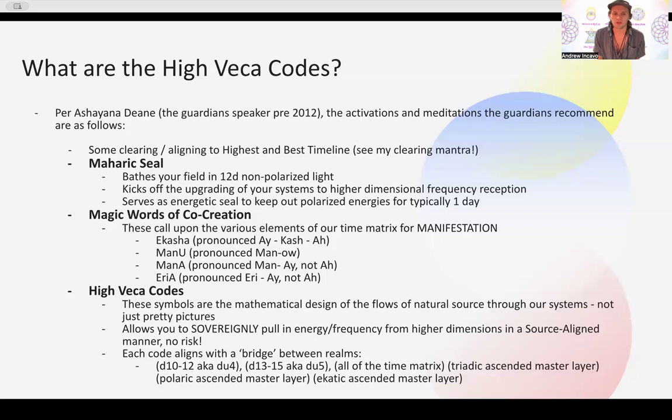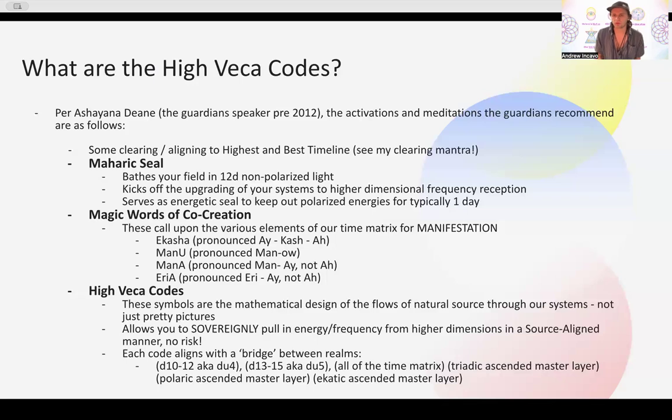Let's just say that. The Maharic seal kicks off the upgrading of your systems to higher dimensional frequency reception and serves as an energetic seal to keep out polarized energies for typically about a day. Maybe it can last for a few hours if you do it poorly. Maybe it can last for a few days if you do it really well. I do this every day, and it's a great one-stop shop to clearing your field. We also are going to cover the magic words of co-creation.